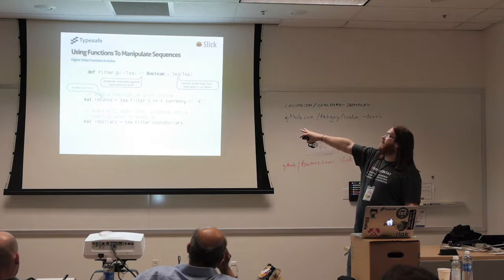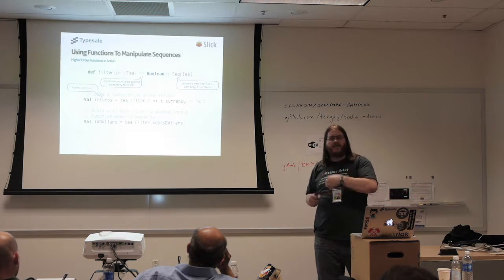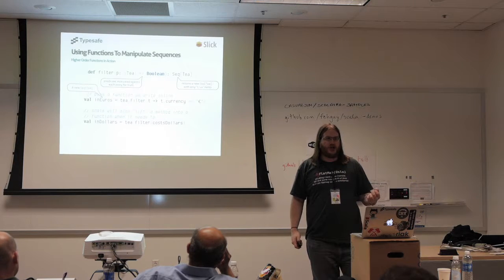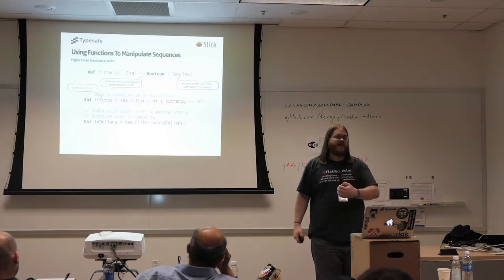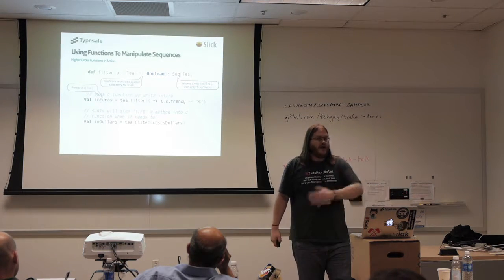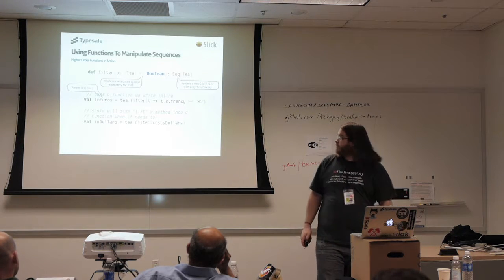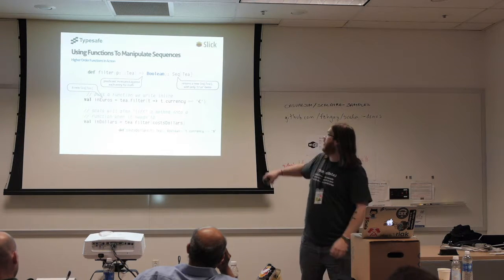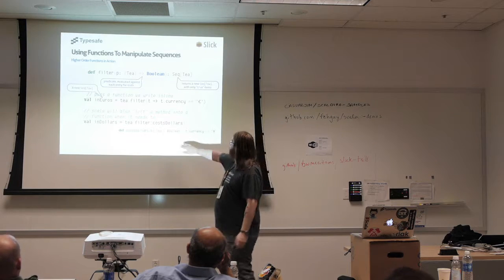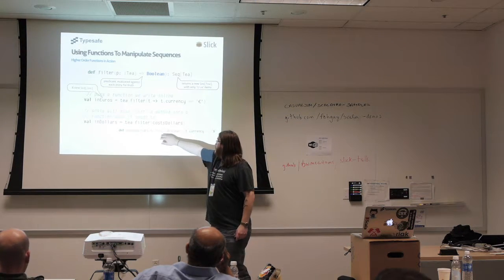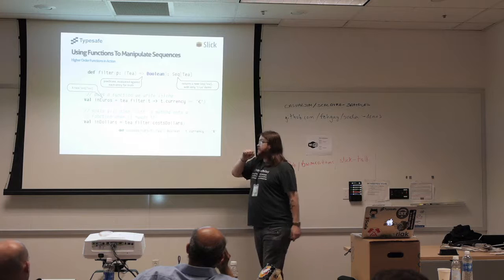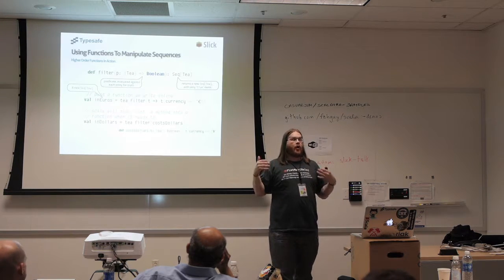We can also lift our method. Any time Scala needs a function and is given a method which has the same argument signature, it can lift that into a function. So here I've defined cost dollars as taking t and returning if the currency is in dollars. And that's lifted up automatically.